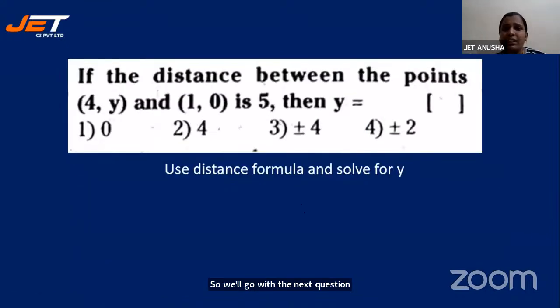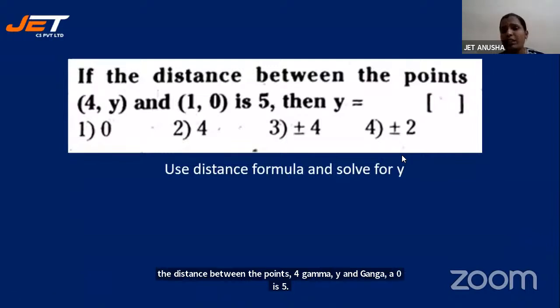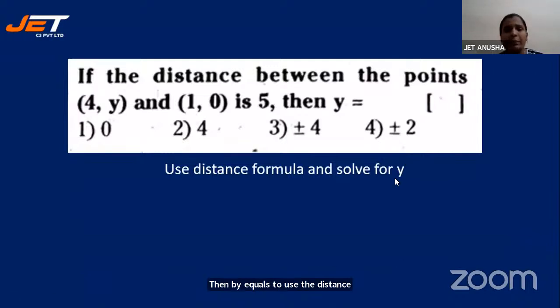If the distance between the points (4, y) and (1, 0) is 5, then y is equal to, use the distance formula for y. So first option is 0, second one is 4, third option is plus or minus 4, fourth option is plus or minus 2. So let's see who will give me the correct answer.